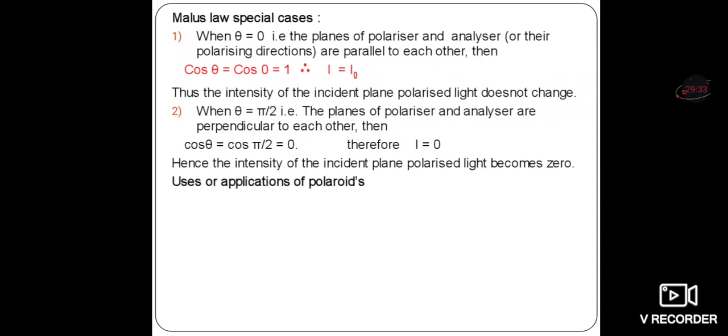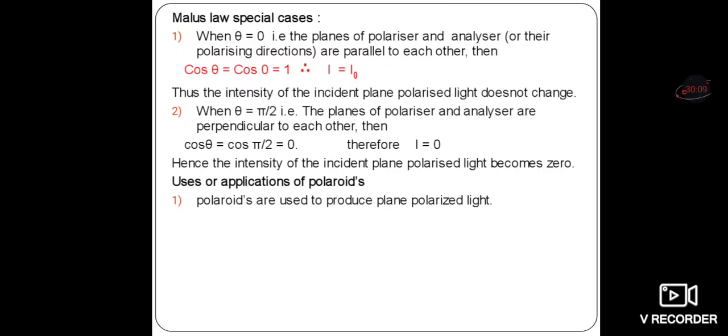And the last topic we are going to discuss is the uses or applications of polaroids. First, polaroids are used to produce or detect plane polarized light. When a beam of light from a source is passed through the Polaroid, the light becomes plane polarized. To detect polarized light, a beam of light is passed through the Polaroid and the Polaroid is rotated with the incident beam as axis.